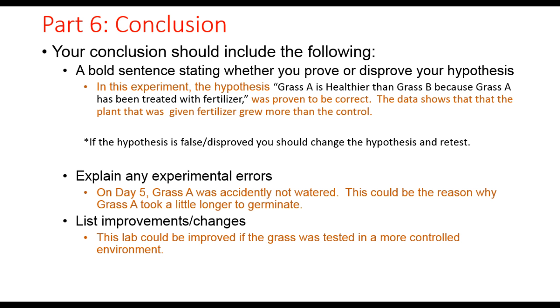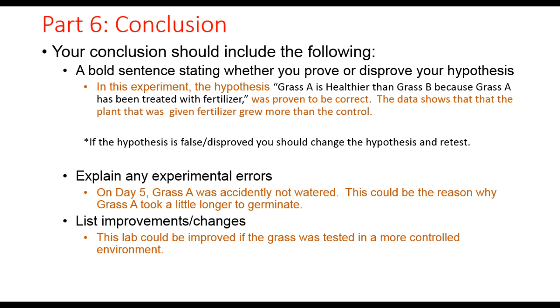Part 6 is the conclusion. Your conclusion should include the following: a bold sentence stating whether you proved or disproved your hypothesis. For example, in this experiment, the hypothesis grass A is healthier than grass B because grass A has been treated with fertilizer was proven to be correct. The data shows that the plant that was given fertilizer grew more than the control. If the hypothesis is ever disproved or proved false, you should change the hypothesis and retest.